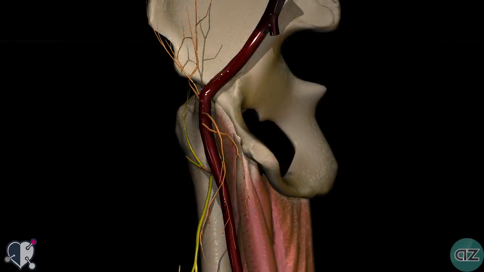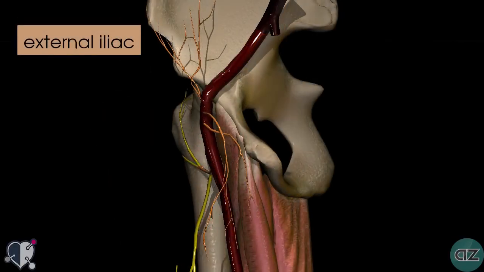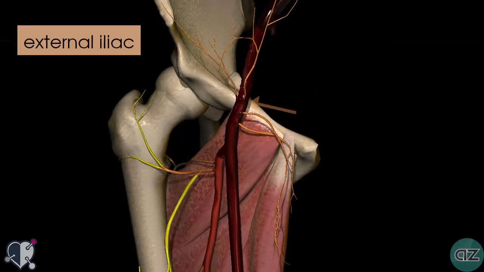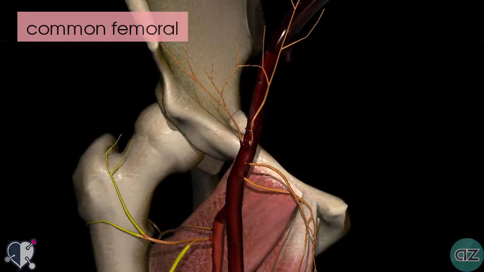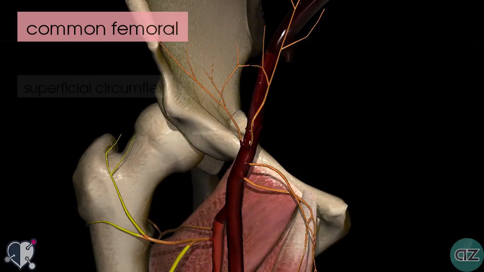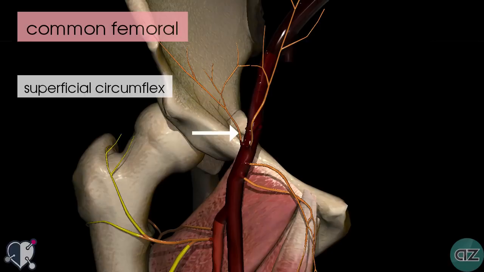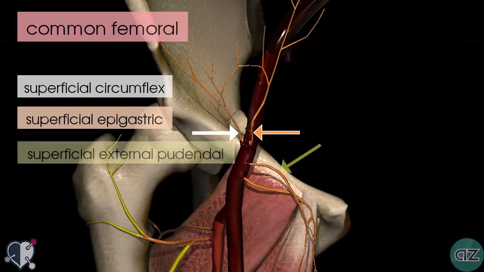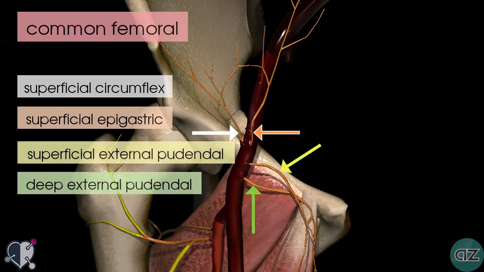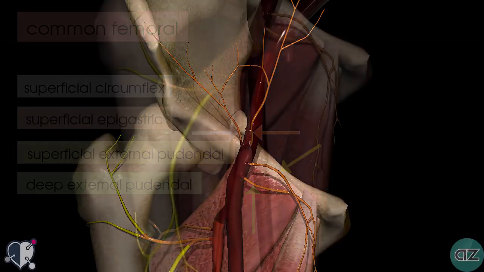Looking at this model here, we can see the external iliac artery, and what happens is that it passes under the inguinal ligament to become the common femoral artery. The common femoral artery enters the femoral triangle and it gives off four branches. Now I've just zoomed in a little bit further and you can see these four branches here. The first one is the superficial circumflex branch. This one over here is the superficial epigastric branch. And then we've got the superficial external pudendal and the deep external pudendal arteries. So those are the four branches which come off the common femoral artery.